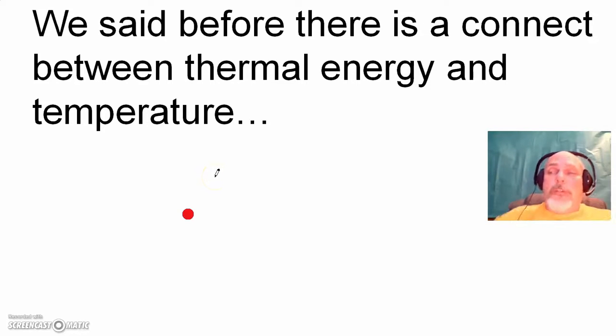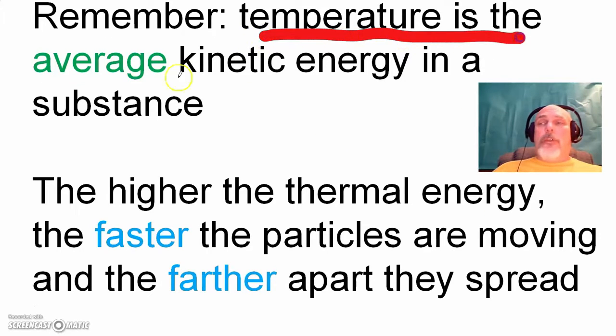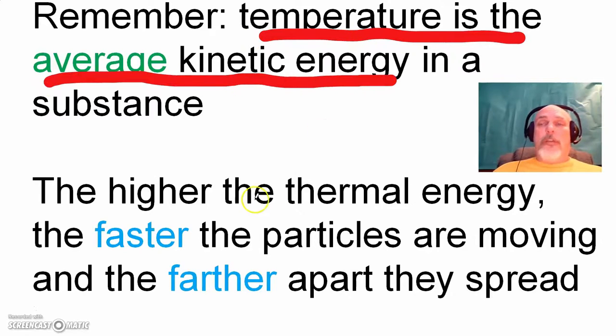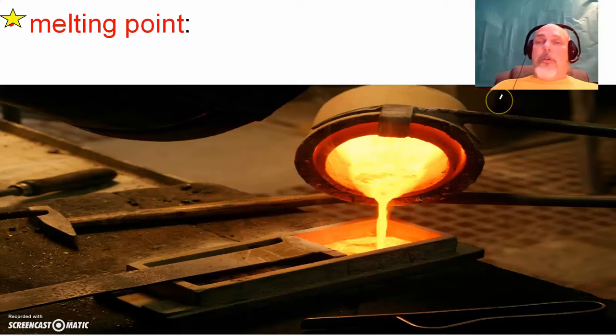And we said before that there is a connection between the thermal energy and the temperature of a substance. Quick review: temperature is the average kinetic energy in a substance. And of course, the higher the thermal energy, the faster the particles are going to be moving around and the farther apart they're going to spread. So if we have particles in a solid, they're going to be vibrating. And as the amount of thermal energy increases, they're going to vibrate more and they can get a little bit further apart from one another. They can spread out, which brings us to our next vocab term, melting point.